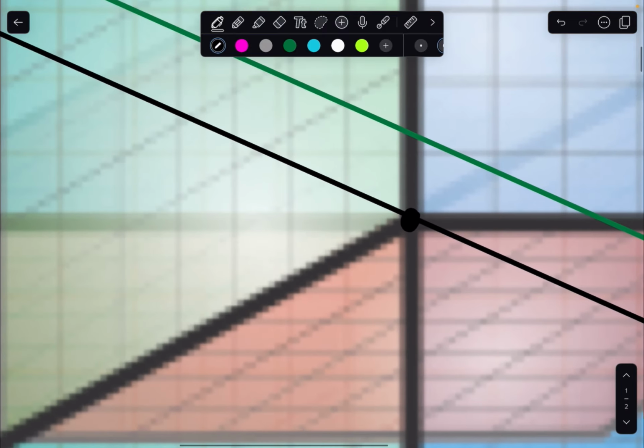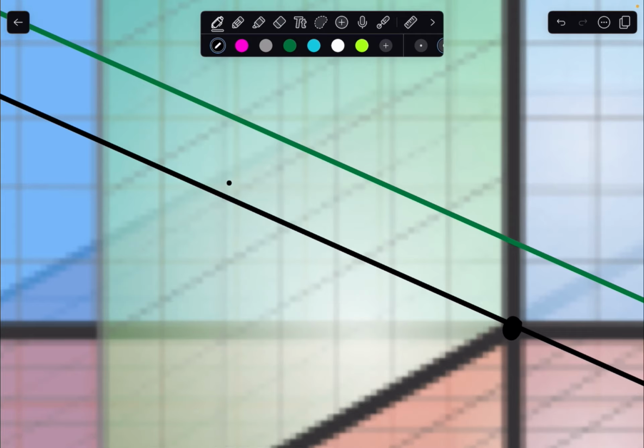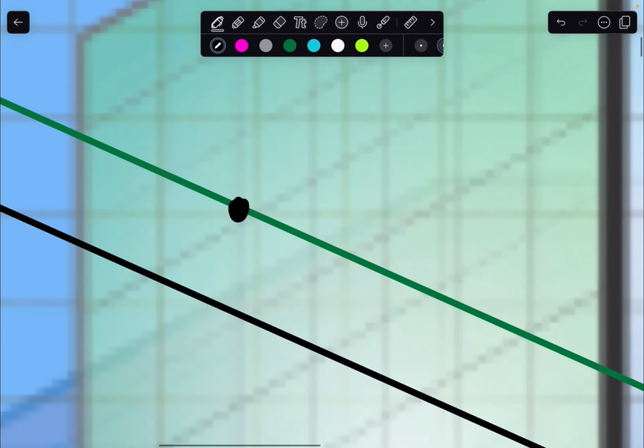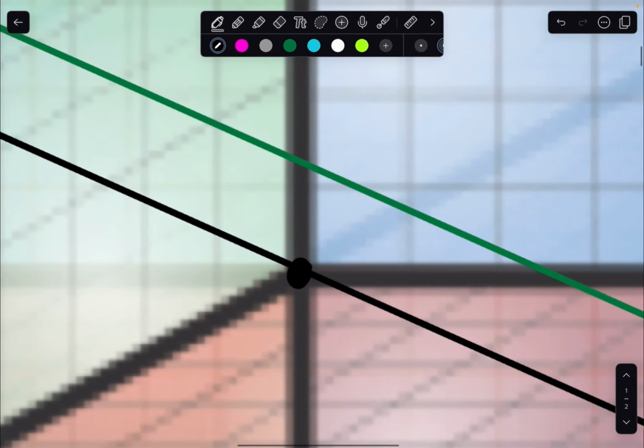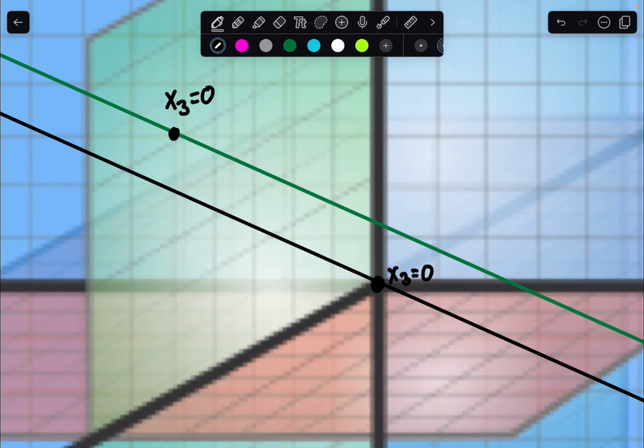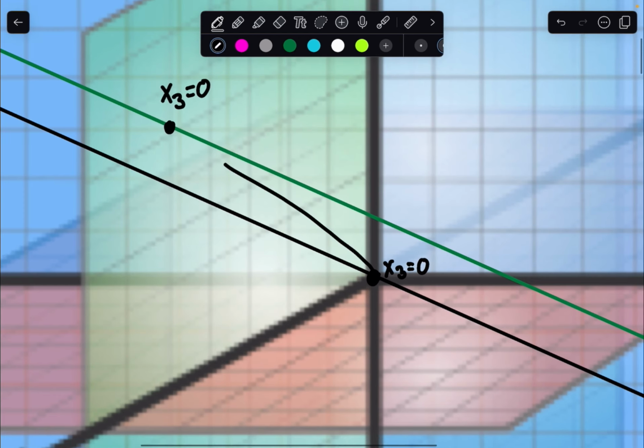So we're going to look at that. 1, 2, 3, 4, 5. Okay, 1, 2, 3. So this is our new starting position. This is our new x3 equal to 0 starting position. But right here on this line, x3 is equal to 0. So basically, geometrically, we have moved this spot to here.